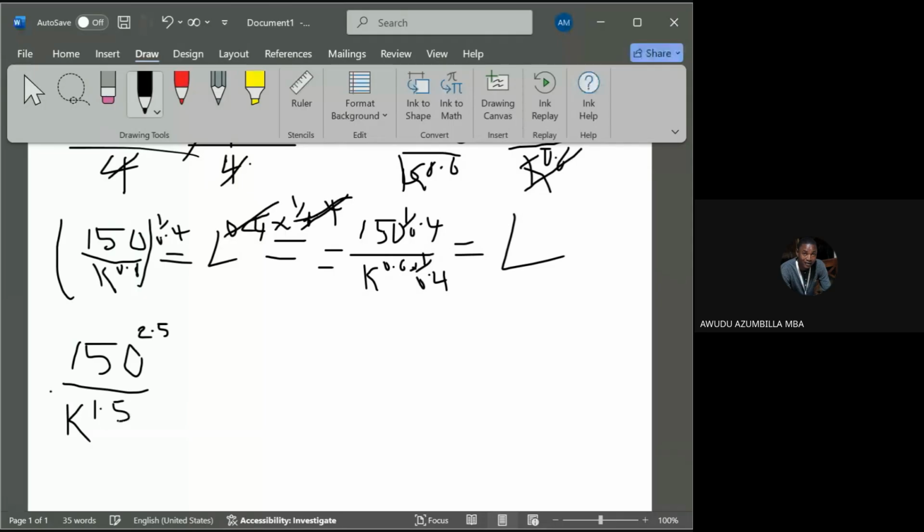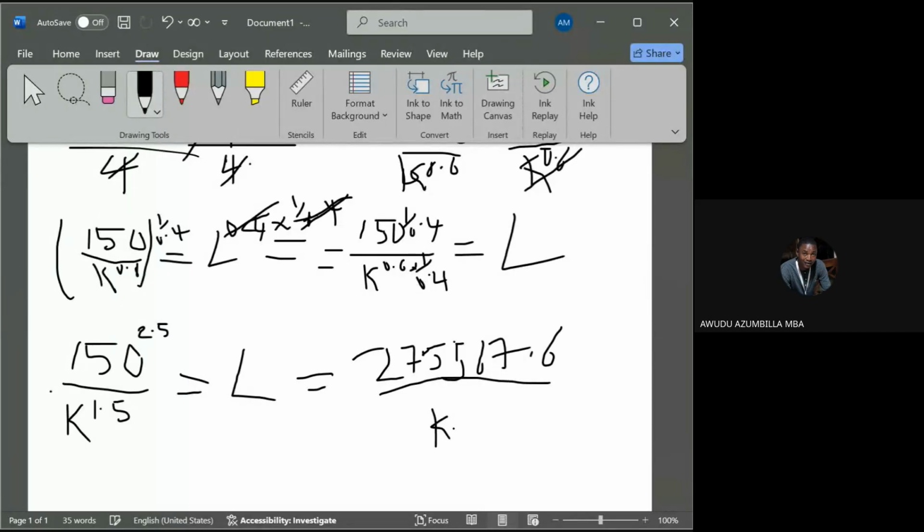And this one is equal to our L. Now, we can pick our calculator and put the value there: 150 raised to the power 2.5. It is going to give us 27556 7.6, and this is divided by k raised to the power 1.5. Okay, so this is our value of L.